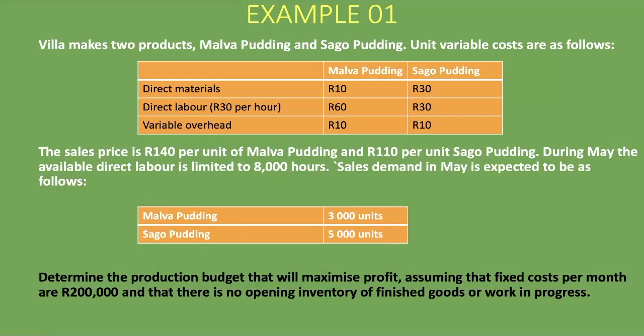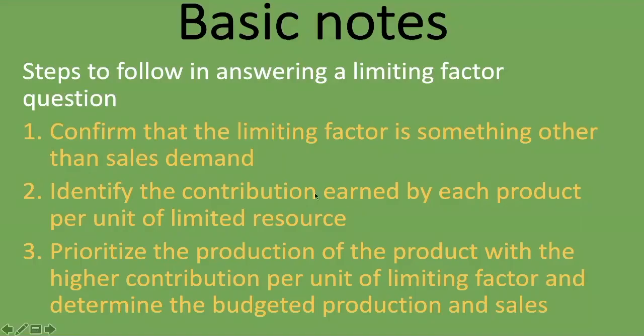Okay, we are asked now to determine the production budget that will maximize profit, assuming that fixed costs per month are 200,000 Rand and that there is no opening inventory of finished goods or work in progress. Now we have to first determine what the limiting factor is. Remember the steps that we follow. The first step is to confirm that the limiting factor is something other than the sales demand.